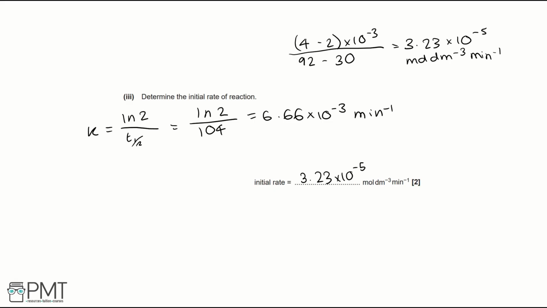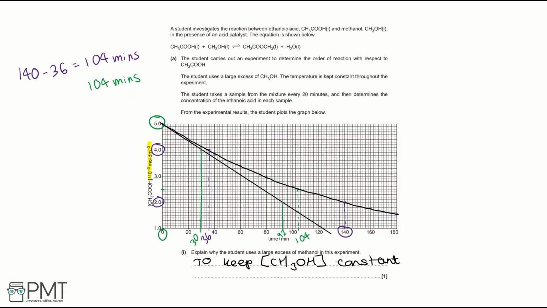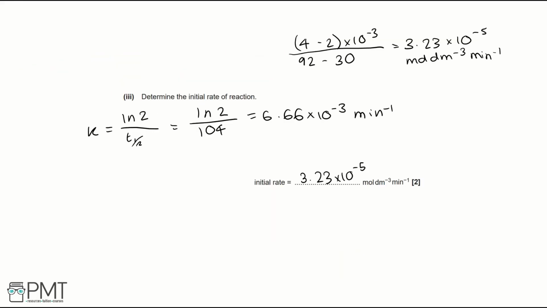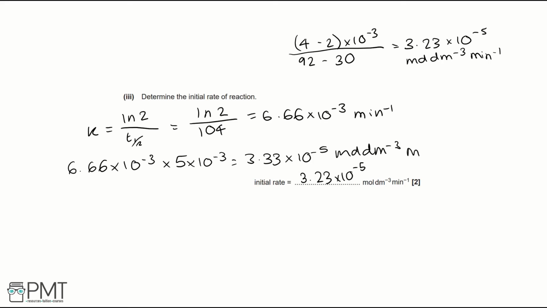Then we multiply by the initial concentration. Looking at the graph, that's going to be 5 times 10 to the negative 3. So if we do 6.66 times 10 to the negative 3 multiplied by 5 times 10 to the negative 3, we get 3.33 times 10 to the negative 5 moles per decimeter cubed per minute.